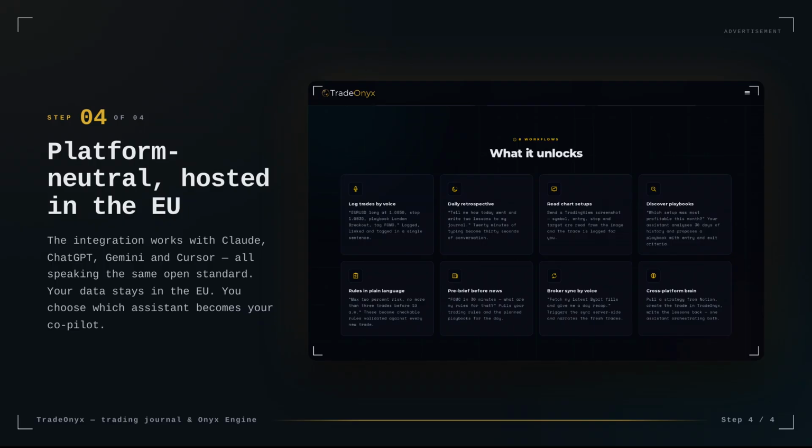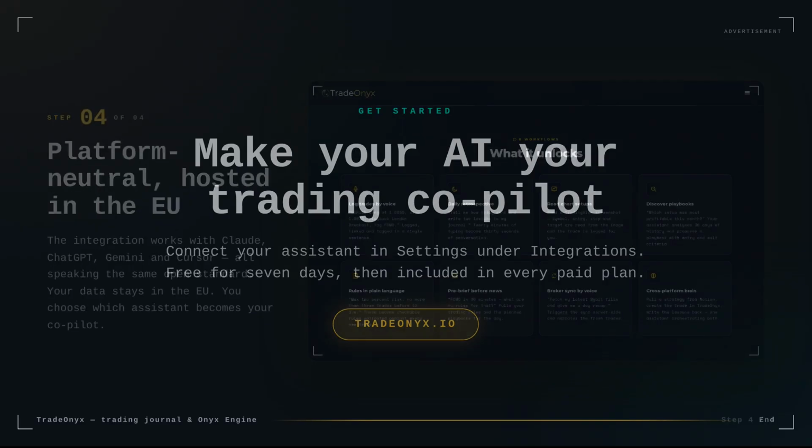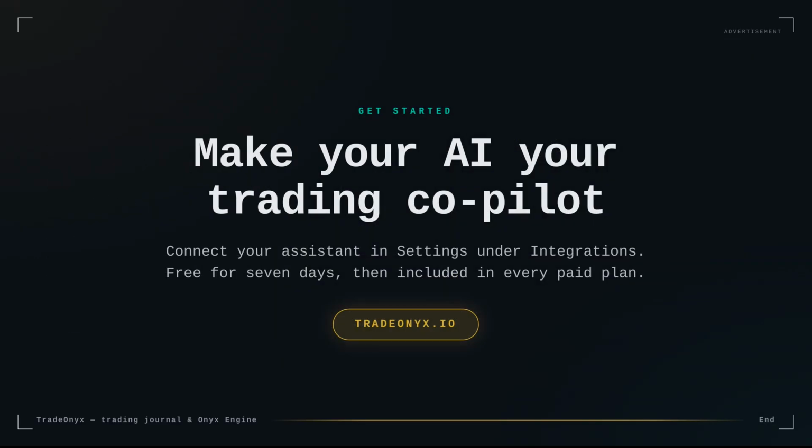You choose which assistant becomes your co-pilot. Make your AI your trading co-pilot.